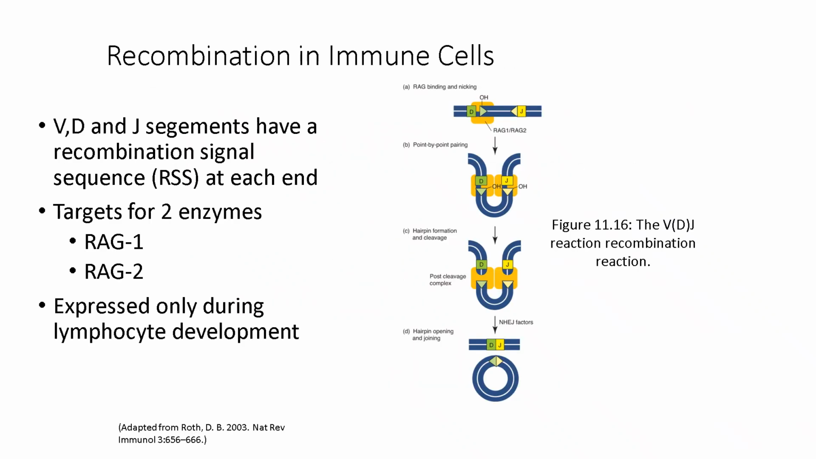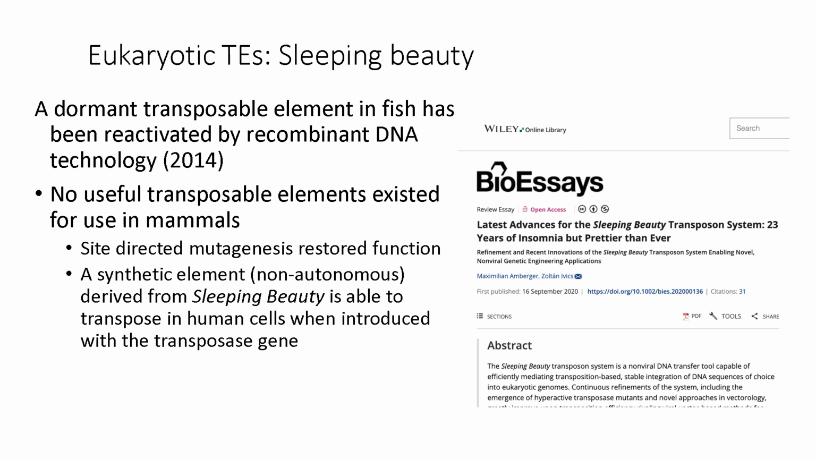Each V, D, or J segment is flanked by a recombination signal sequence, or RSS. These sequences serve as recognition sites for two key enzymes, RAG1 and RAG2. These enzymes are expressed only during lymphocyte development, underscoring the controlled and developmental nature of this site-specific recombination process. The Sleeping Beauty transposon is a reactivated DNA transposon originally found in fish.